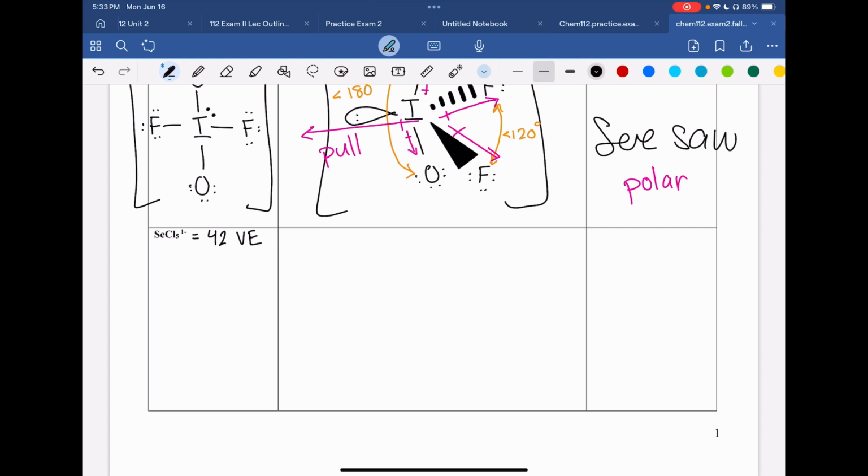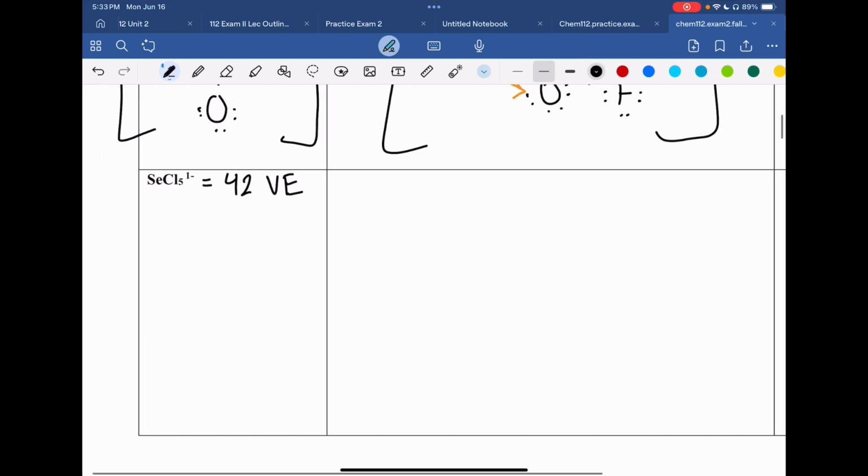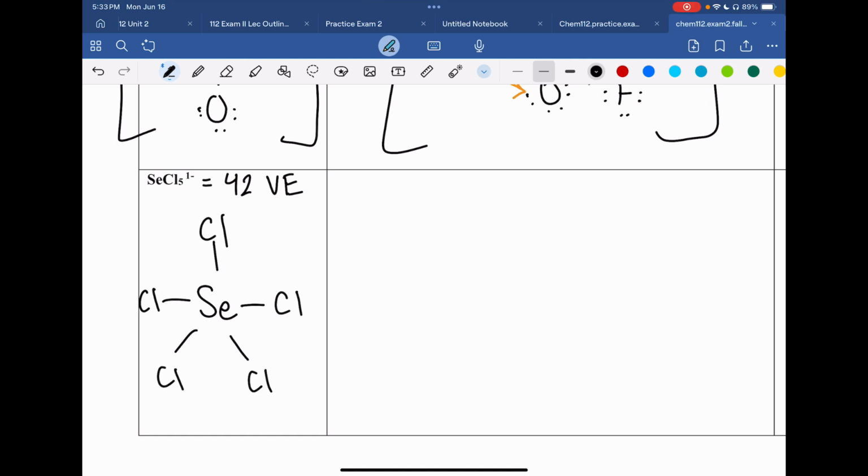Your central atom is selenium. Then connect them with chlorines. I need 42. Can't have more, can't have less. I currently have 2, 4, 6, 8, 10.